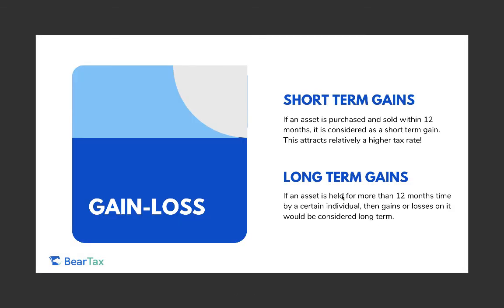So what are the types of gains or losses? There are two types: short-term gains and long-term gains. Short-term is whenever you hold an asset for less than 12 months and sell it. It's taxed at a much higher rate, anywhere from 22 to 37% on your gains. Long-term gains are when you hold an asset for more than 12 months. It's taxed at a lesser rate, around 15%.